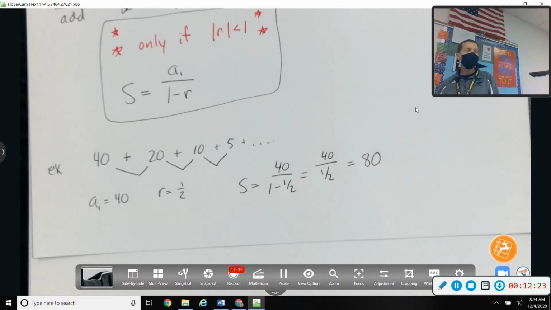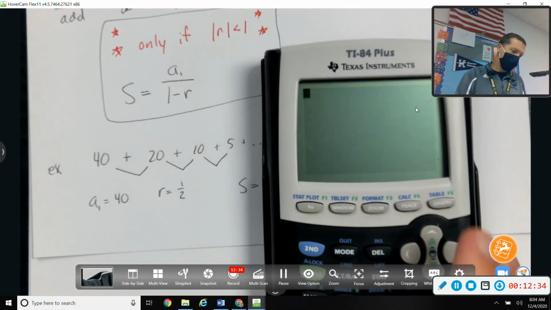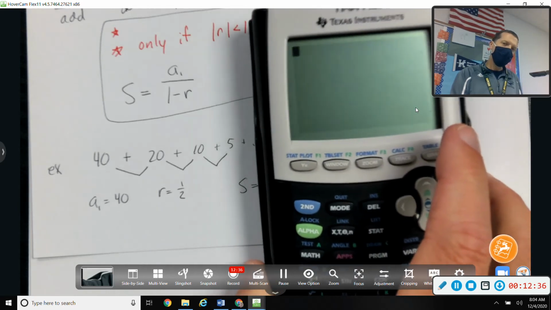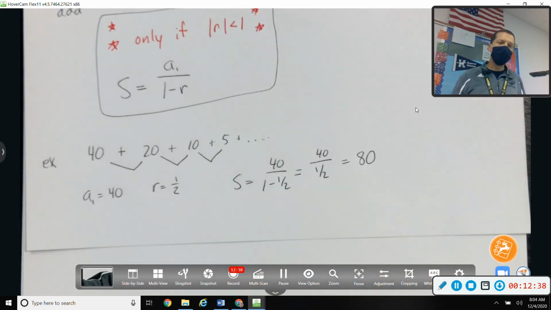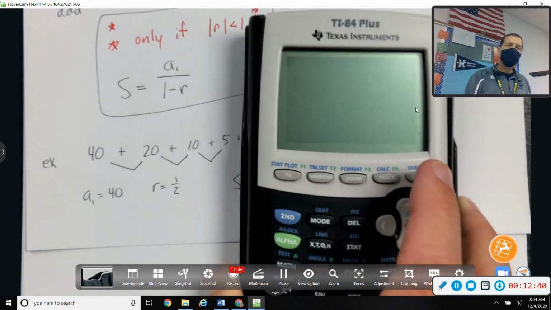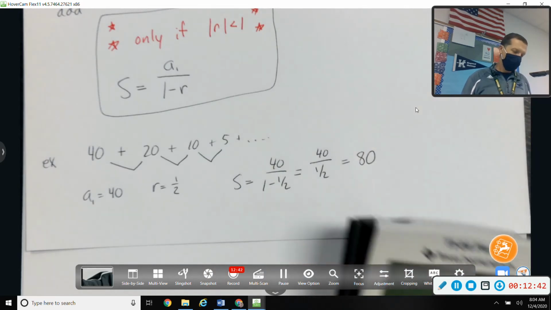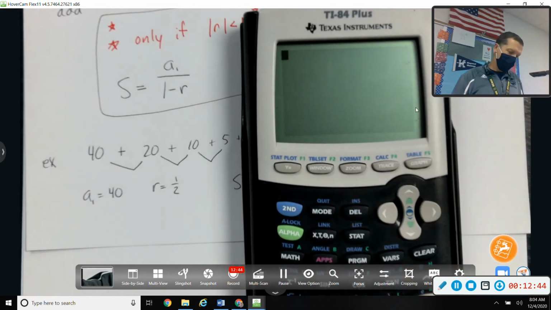Which is weird. You're going to add an infinite number of positive numbers and get something that's not infinity. Well, this one turned out to be a whole number, but it doesn't always. It's like all these fractions, dividing them in half, added up to a whole one, right?